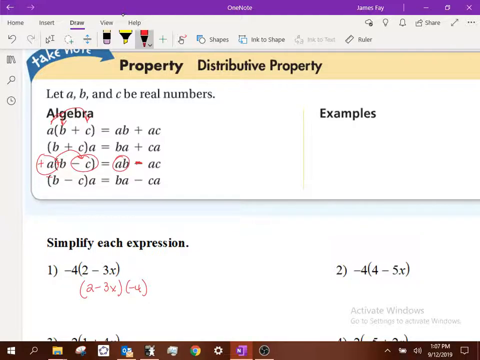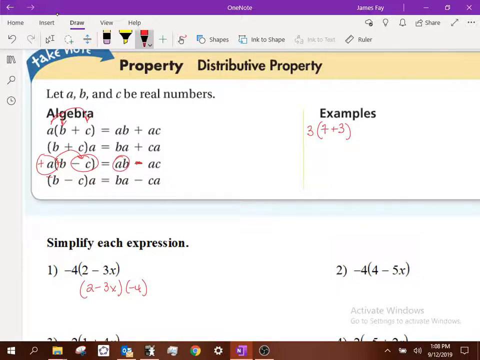Let's say I've got 3 times the quantity 7 plus 3. Okay, and that's using the distributive property. There's no variable terms here, and it doesn't matter. When we do the distributive property, all your things that you're multiplying together could be variable terms, or they could all be numbers, or they could be a mixture of them.